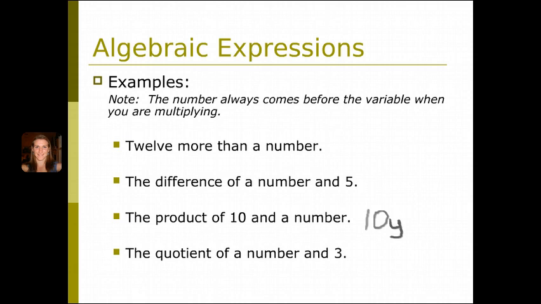The quotient of a number and 3. Quotient, as you know, means divide. However, we don't use the division symbol very often in algebra unless you're showing order of operations. The best way to show this is with a fraction. So we are dividing a number by 3. n divided by 3. That's what that means.